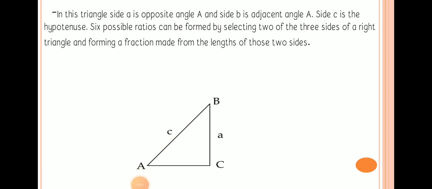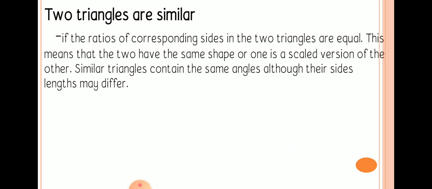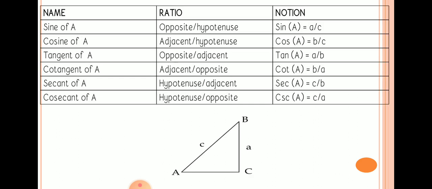Six possible ratios can be formed by selecting two of the three sides of a right triangle and forming a fraction made from the lengths of those sides. Two triangles are similar if the ratios of corresponding sides in the two triangles are equal. This means that the two have the same shape, or one is a scaled version of the other. Similar triangles contain the same angles, although their side lengths may differ.